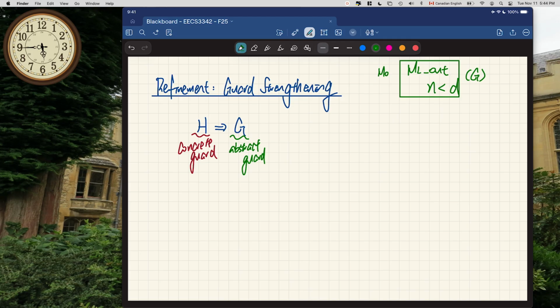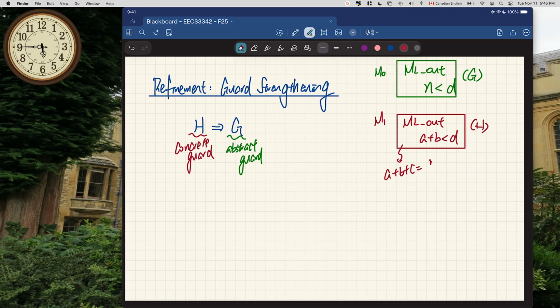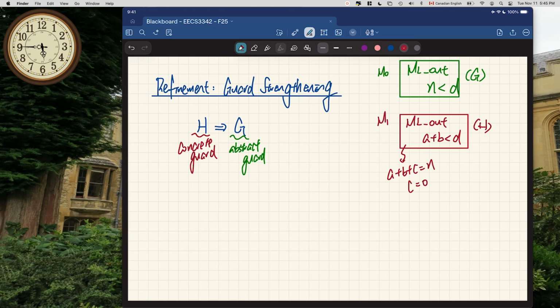And then we know the refinement we have, put in red, is the concrete version right here: A plus B less than D. And of course, to really make sense out of the concrete guard, which is H, we also get the relevant constraints, like the invariant A plus B plus C equals N, and also C equals 0. So that's the context. You can look up the information; it's all on the slides or in the notes. So this is the abstract guard, this is the concrete guard. At the moment, we do have H implies G. Actually, they are just equivalent because we just did some substitution back last Thursday.